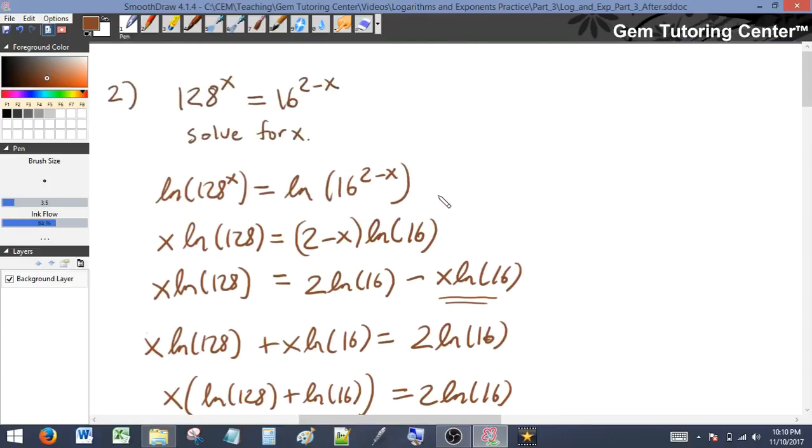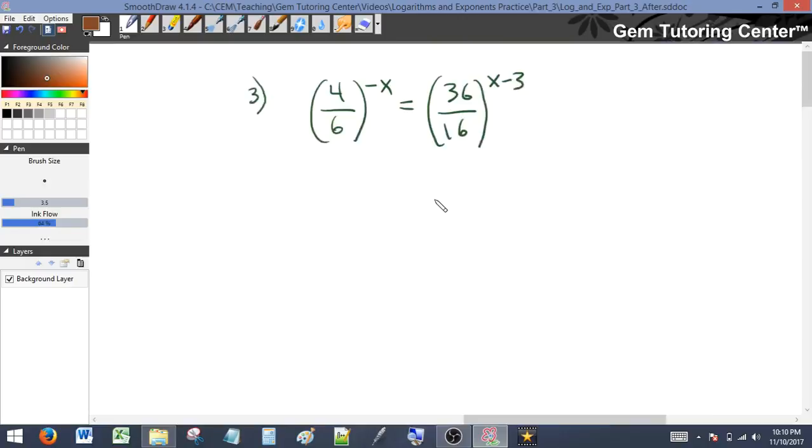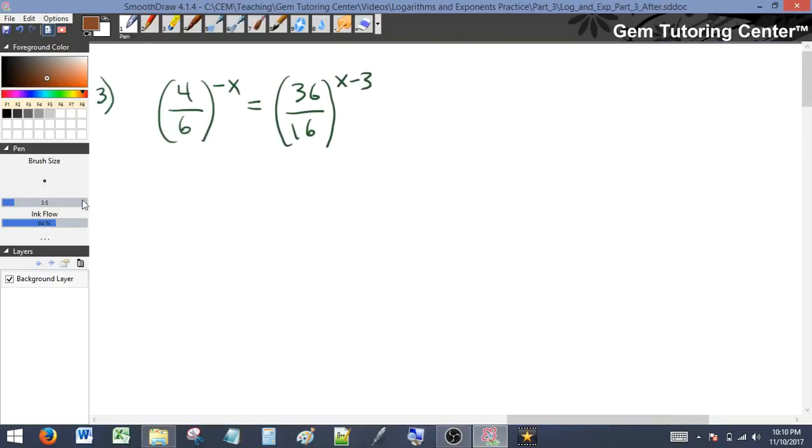Okay, going to the next problem. Here we have problem number 3. It says here, let me fix this real quick. There we go. 4 over 6 to the negative x equals 36 over 16 to the x minus 3. Okay, so whenever we see exponents up here, the first idea is to bring them down using logarithms.